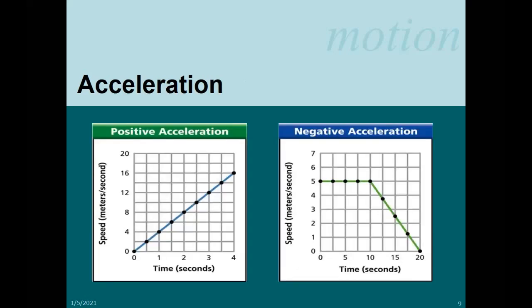When you look at these, if we go up to the right like this, that's a positive acceleration. The object is getting faster. When you look at the one on the right, this is a negative acceleration. It's going down to the right. So this is an object that is slowing down.